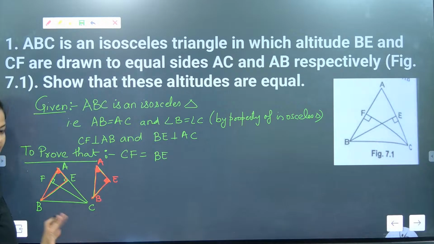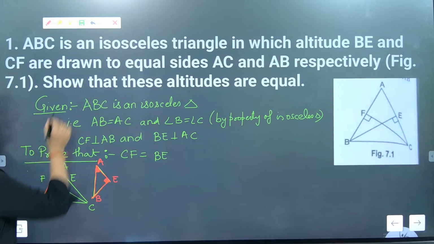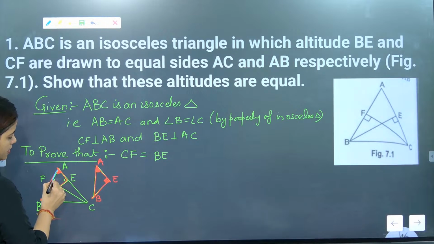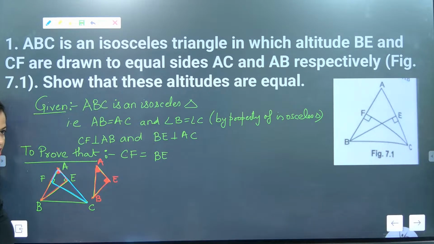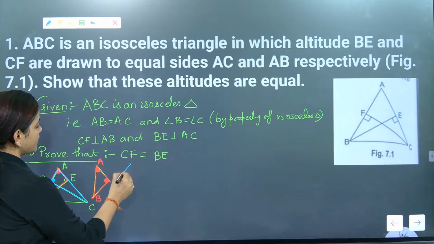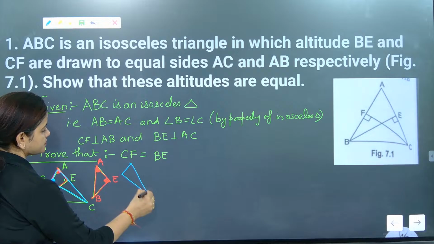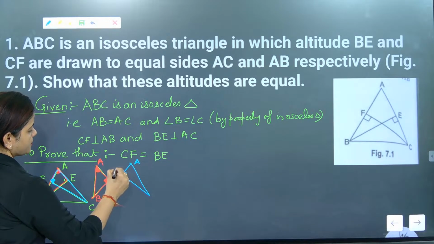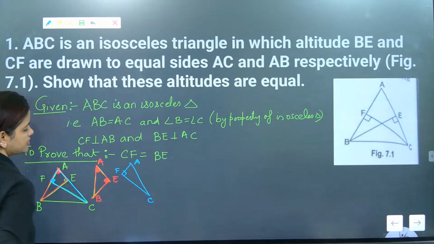So one triangle I have taken out like this. Please pay attention here. This triangle which I have taken out, I have marked with red color. Now I am going to take out another triangle with blue color marking. Here it is 90 degree. This is A, F and C.